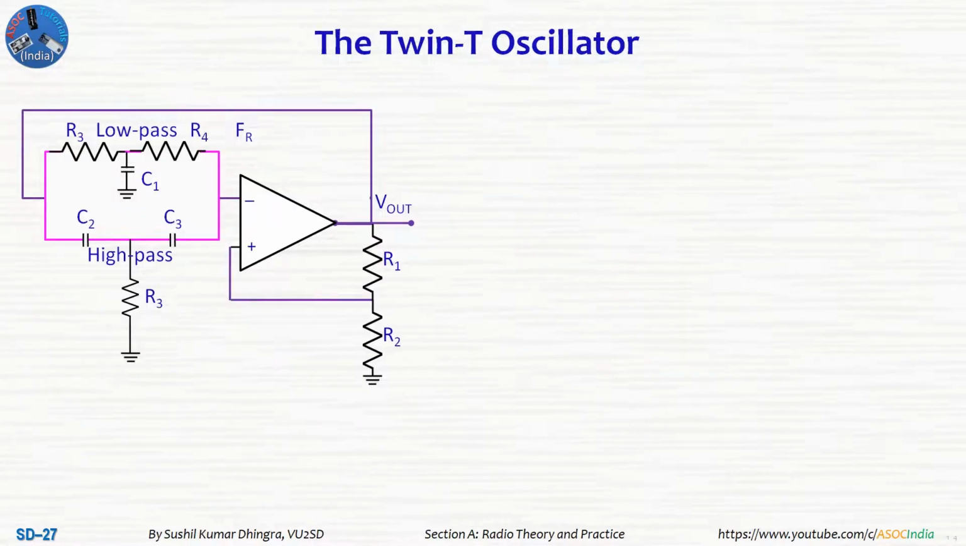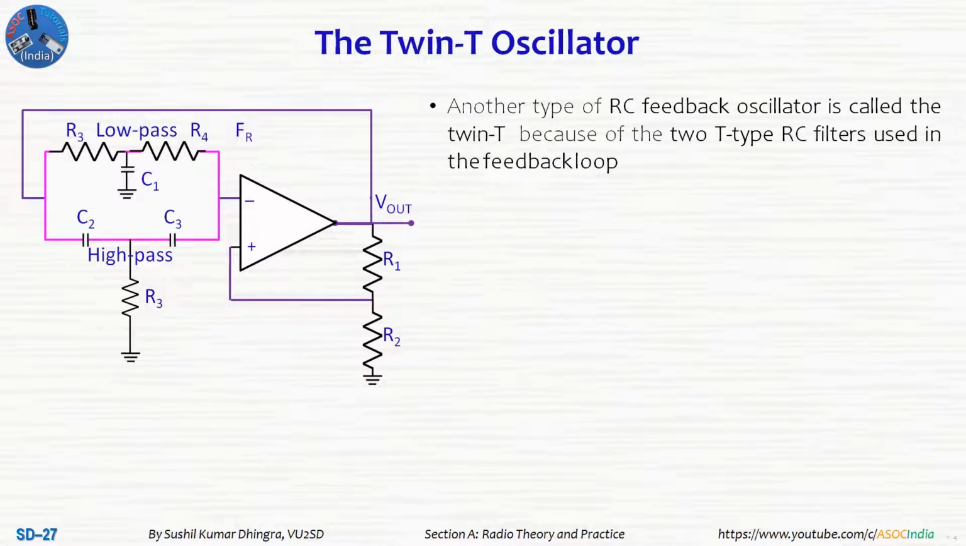Now the next one is the twin T oscillator. As the name suggests, on the left side you can see two resistors and one capacitor, and the other one has two capacitors with one resistor, one low pass and the other high pass. They work in parallel to provide a feedback circuit. So this twin T type RC filter is used as a feedback loop.